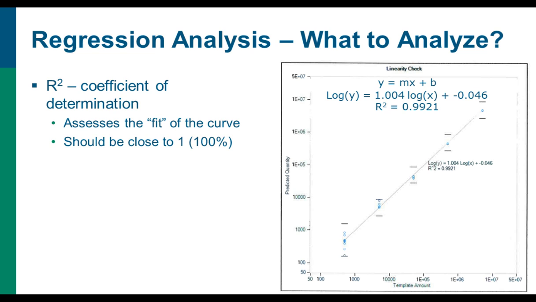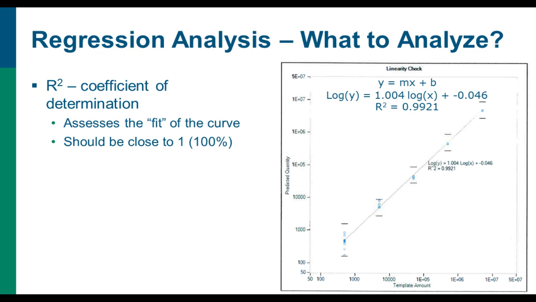So in regards to what to analyze, there's a few different things you want to look at, and this is one of our curves here. This is actually a really beautiful curve. They don't always look this nice, but it is a nice example. If you remember, I don't remember if it was grade school or middle school, but we learned about y equals mx plus b, which is the equation for a line, and m equals your slope, and b equals your bias. And then r squared is another point that will be analyzed, and this is your coefficient of determination, which will assess the fit of the curve.